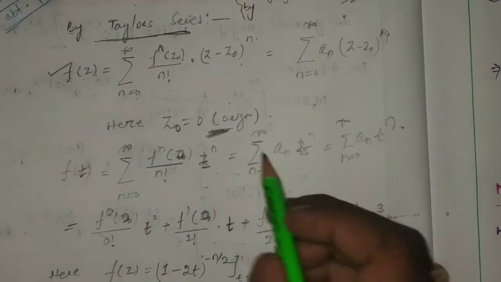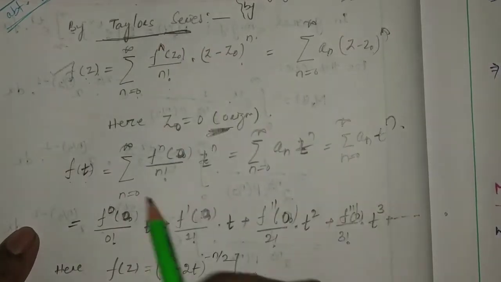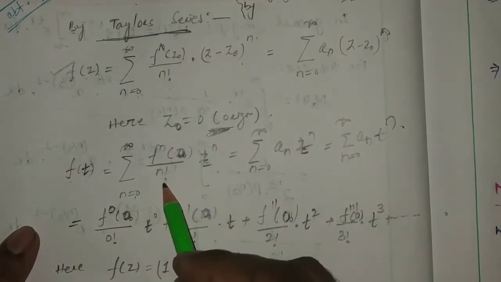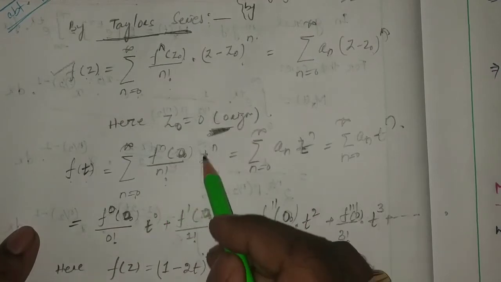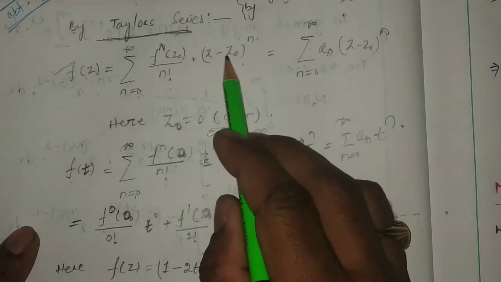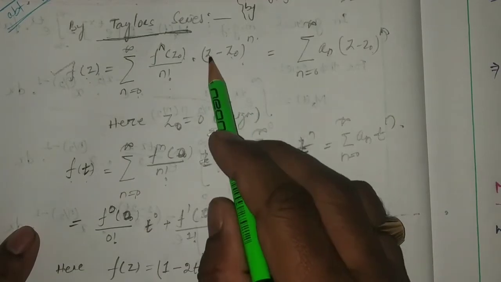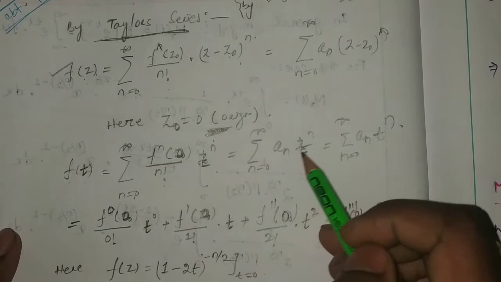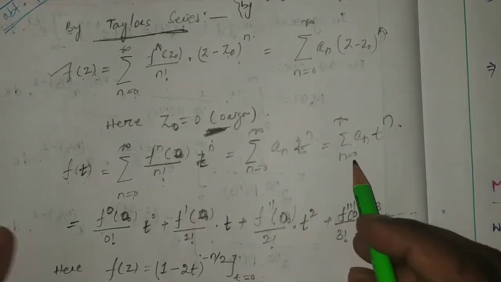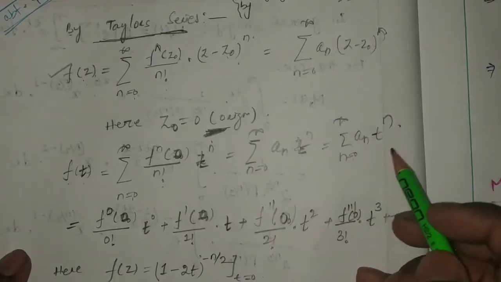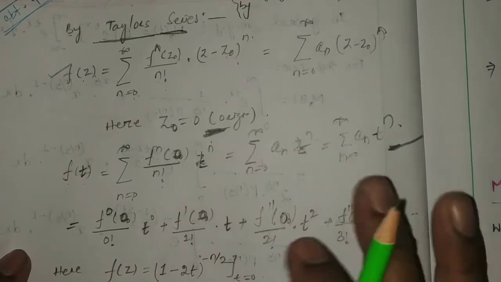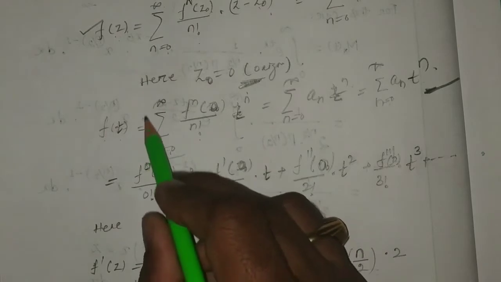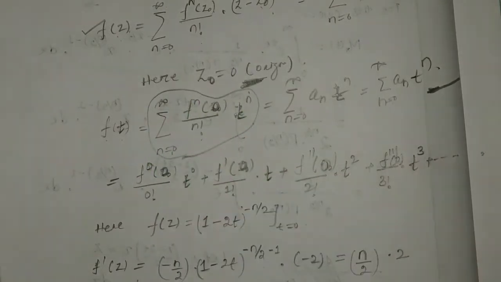So what will this be? The summation over n equal to 0 to infinity of f^n(0) by n factorial, t to the power n, because z0 equal to 0, so z to the power n is written as t to the power n. Or we can write it as a_n t^n, summed from 0 to infinity. Now let's expand this and see what we find.